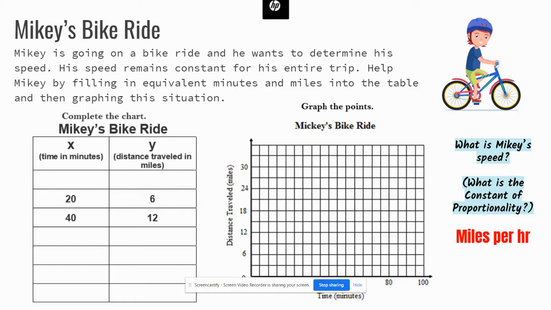So here we have Mikey's bike ride. Mikey's going on a bike ride and he wants to determine his speed. His speed remains constant for his entire trip. Help Mikey by filling in equivalent minutes and miles into the table and then graphing the situation.